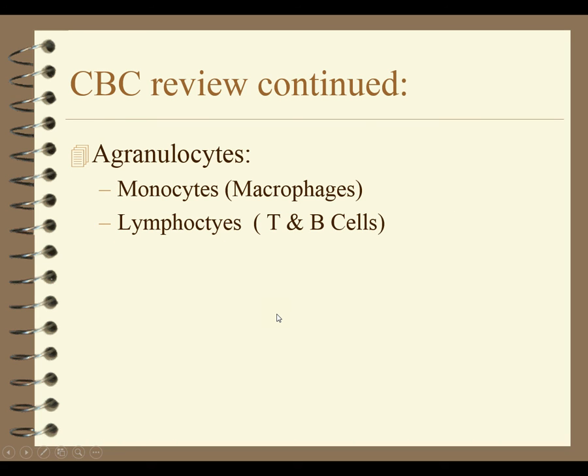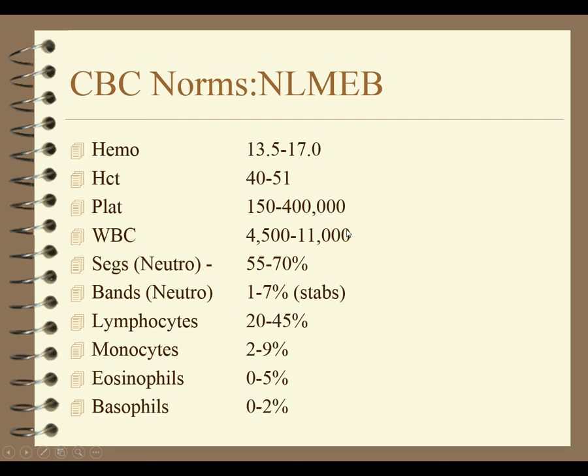CBC review: count, A, granulocytes. A means without. Anytime a word has A in front of it, it means without. These are your cytes. So your monocytes, which we know are in the blood, grow up to be macrophages in the tissue to destroy or clean up. Lymphocytes can be T and B lymphocytes, right? So we never let monkeys eat bananas. That's the decreasing order that we see them in the actual count.